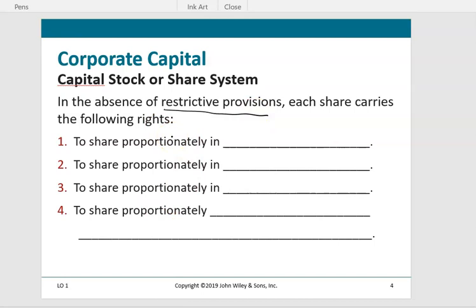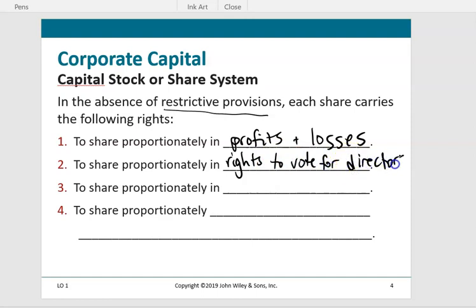1, to share proportionately in profits and losses. 2, to share proportionally in management, but specifically, the specific type of management is voting rights, and those voting rights often relate to voting for directors. 3, the right to share proportionately in assets upon liquidation, meaning if the company goes into bankruptcy, after all the creditors are paid off, whatever remains gets distributed according to ownership to those stockholders.